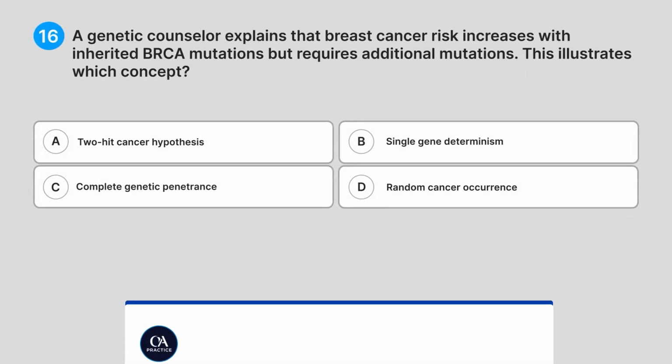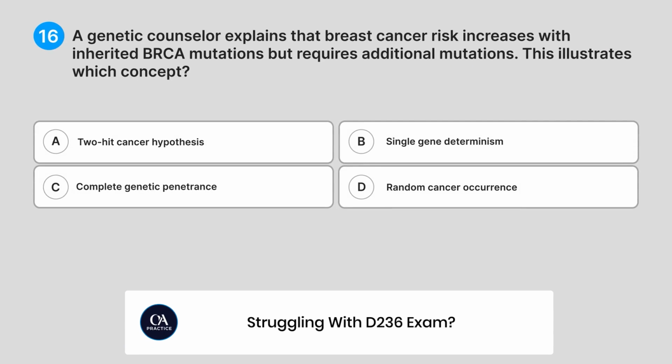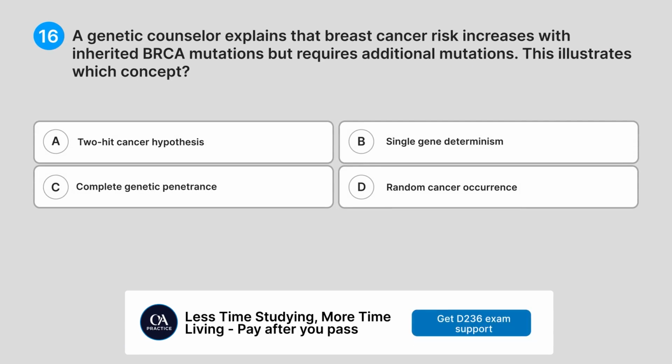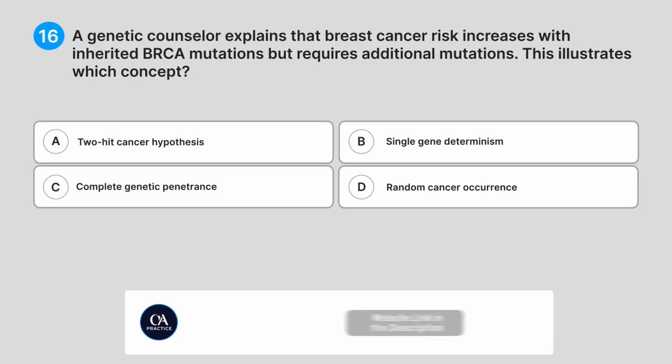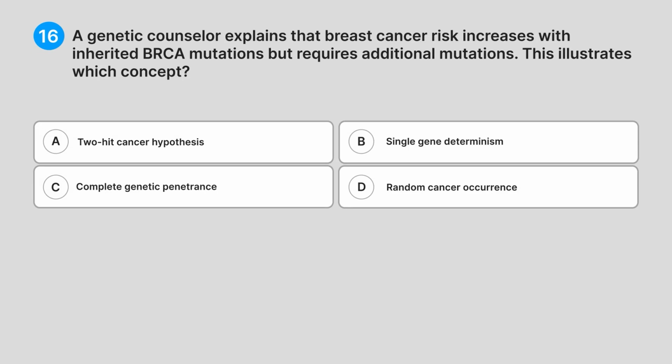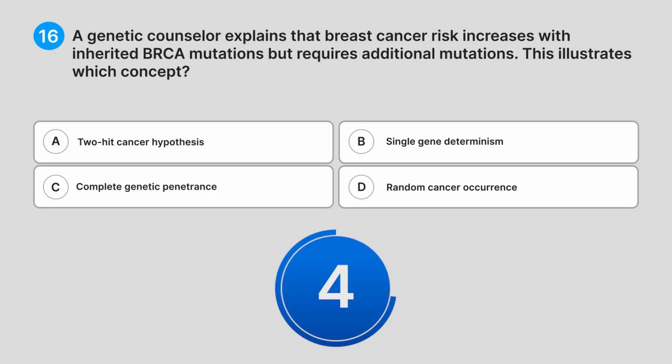16. A genetic counselor explains that breast cancer risk increases with inherited BRCA mutations, but requires additional mutations. This illustrates which concept? A. Two-hit cancer hypothesis. B. Single gene determinism. C. Complete genetic penetrance. D. Random cancer occurrence. Do you know the answer?